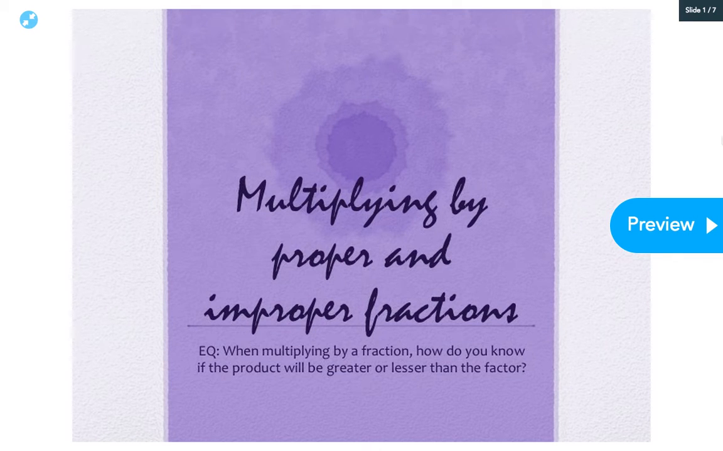Multiplying by proper and improper fractions. Our essential question is, when multiplying by a fraction, how do you know if the product, remember the product is the answer, will be greater or lesser than the factor?